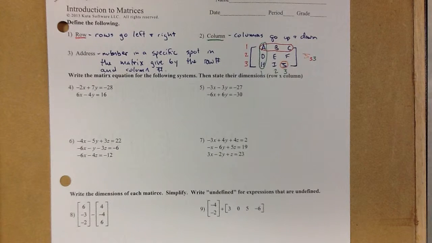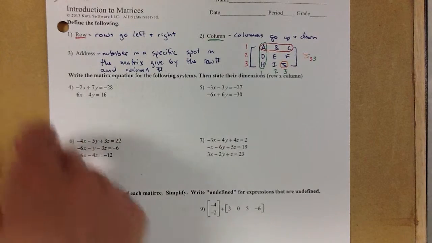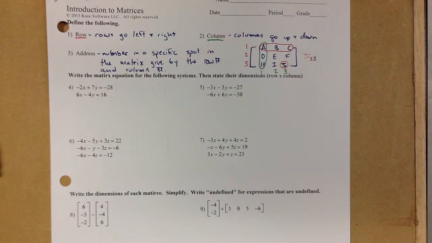Okay, so it says write the matrix equation for the following systems, then state their dimensions. We're going to do that, and we're also going to do a different kind of matrix in there with it. So when you have a matrix equation, you've got three matrices that you're going to write. You're going to write a coefficient matrix, a variable matrix, and a constant matrix.